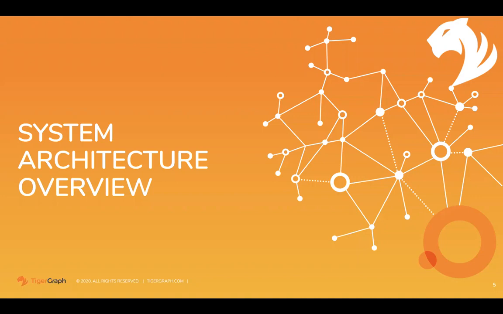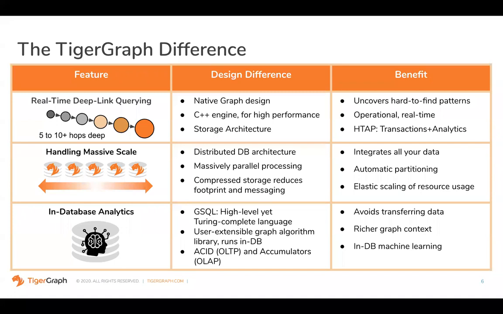So I want to start there with the first architecture overview to see where our power comes from. Let's start with some key feature areas. The three areas that I want to emphasize are real-time deep link querying, how we handle massive data, and how we enable in-database analytics. Let's start one by one.